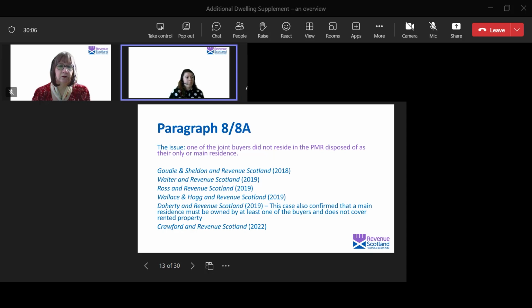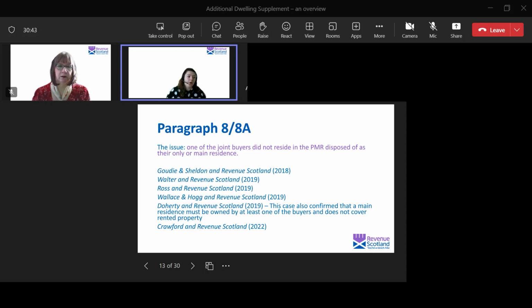So I'm just going to talk through a few examples, and there's no visuals for this, so hopefully I explain them well enough. But it's just trying to illustrate the difference between paragraph 8 on its own and paragraph 8A. So when paragraph 8 applies and you have joint buyers, and paragraph 8A doesn't apply, let's say because there's more than two buyers or you're not civil partners, spouses or cohabitants. So paragraph 8A doesn't apply, but paragraph 8 does. All buyers need to meet the repayment conditions, and you need to meet all three of them.